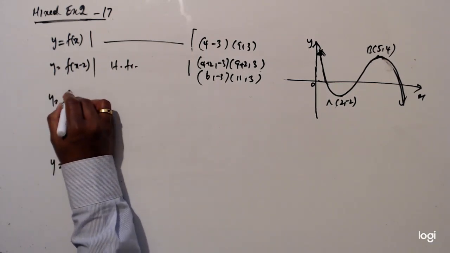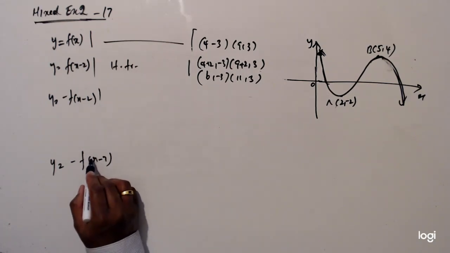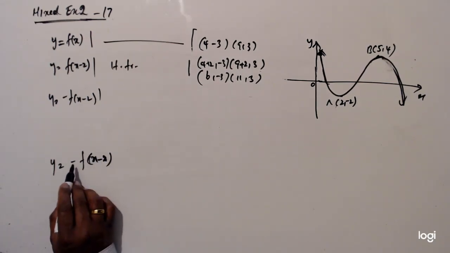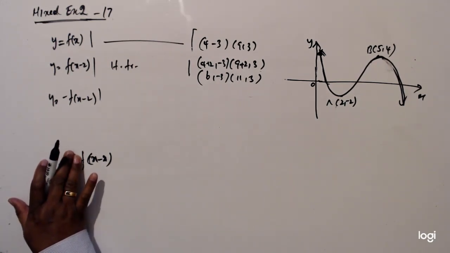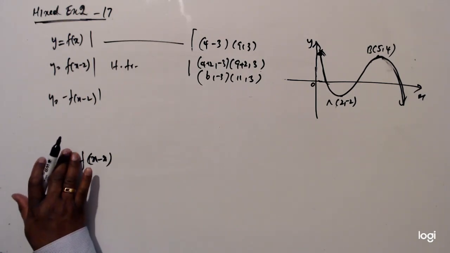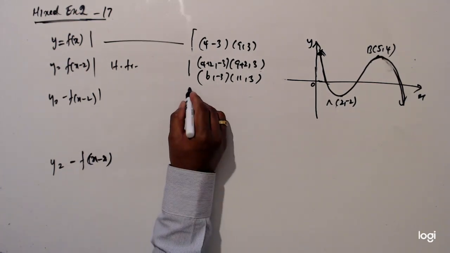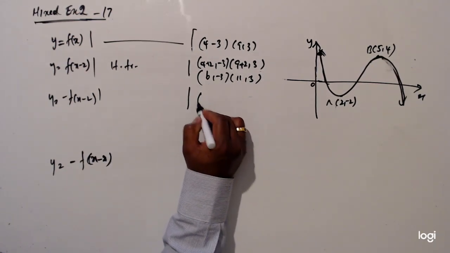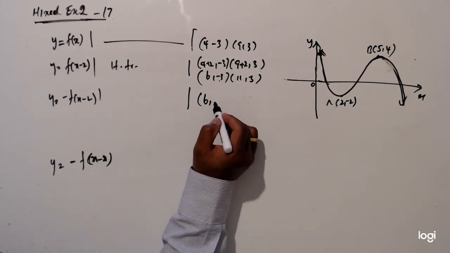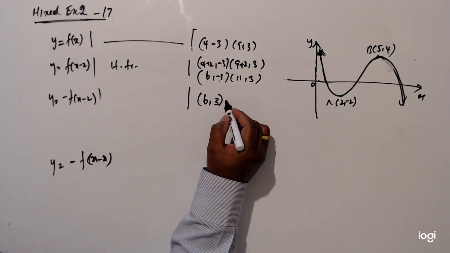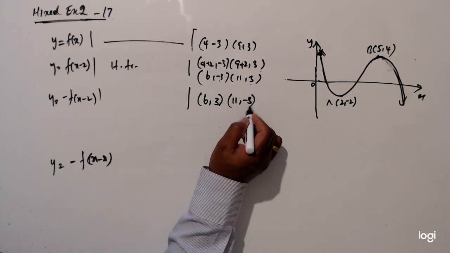Now y equals minus f(x minus 2). So what is happening here? If the y value is positive, it becomes negative. If the y value is negative, negative times negative is positive. So now we can see if the y value is negative, it becomes positive. And here the y value is positive, now it becomes negative.